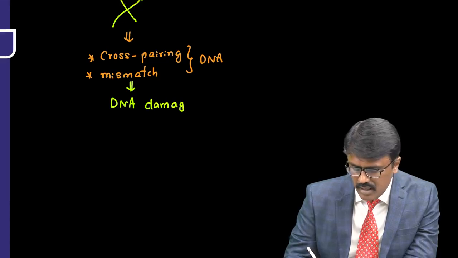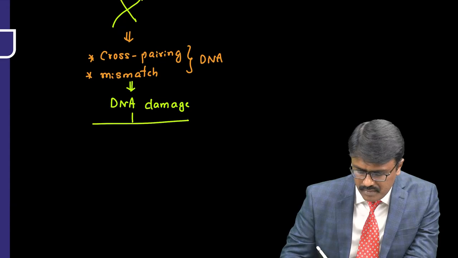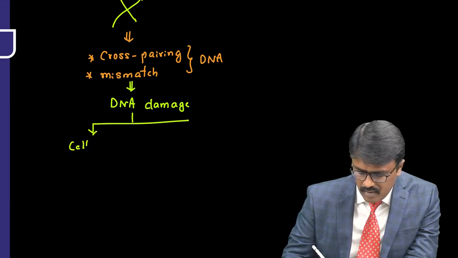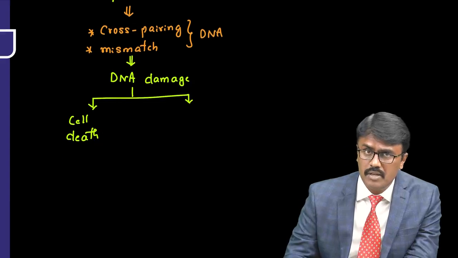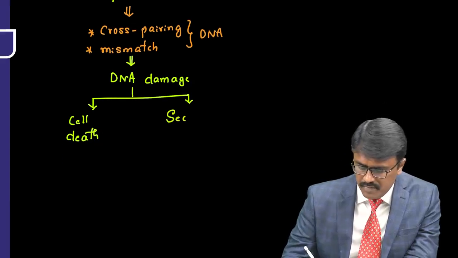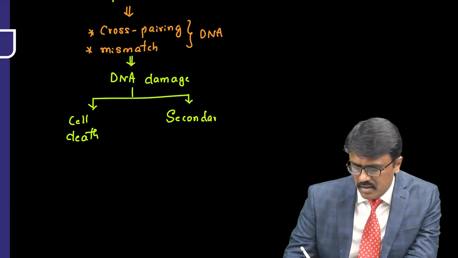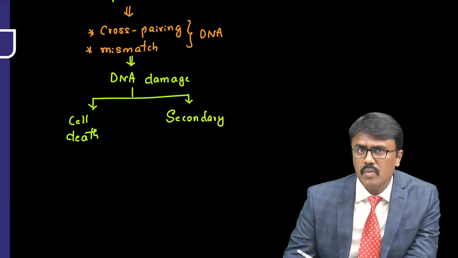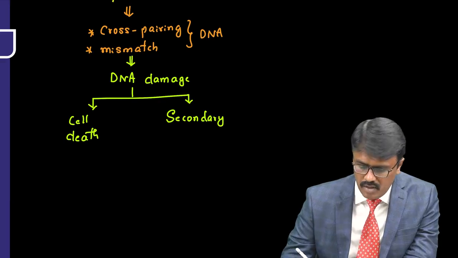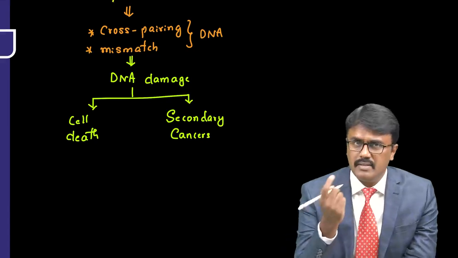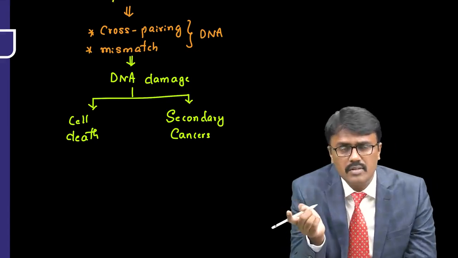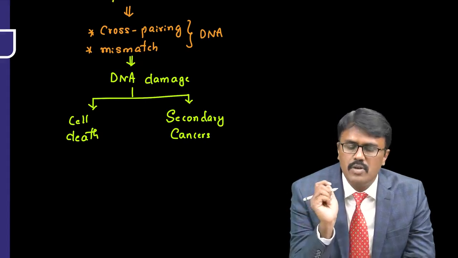So when the DNA is damaged, there are 2 fates. Either the cell will die, so there is cell death, or sometimes the damaged DNA can proliferate and the patient may have secondary cancers. So the damaged DNA may proliferate, the cells may proliferate, leading to secondary cancers. Remember, anti-cancer drugs themselves can cause a secondary cancer, that is also possible.